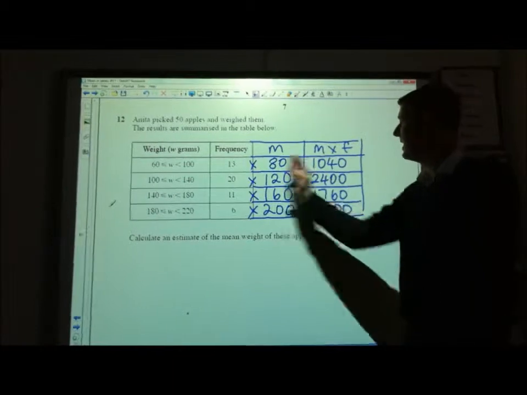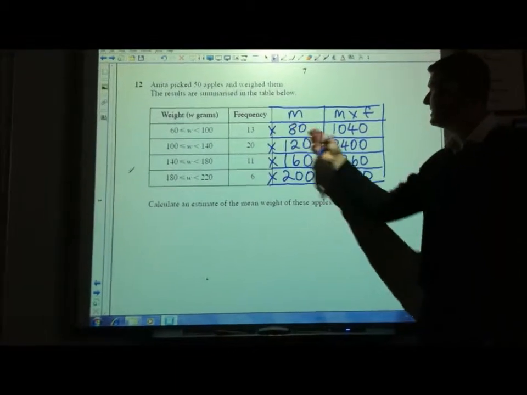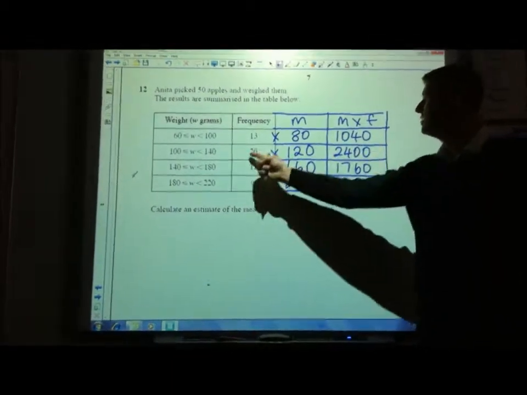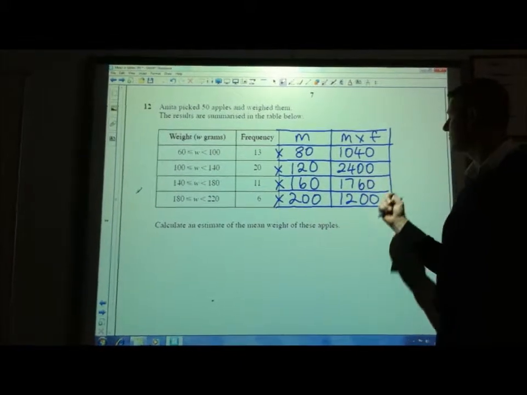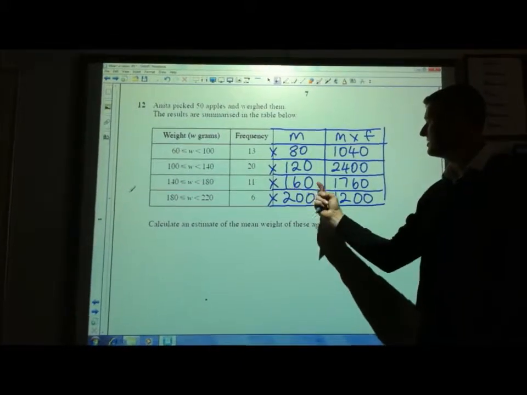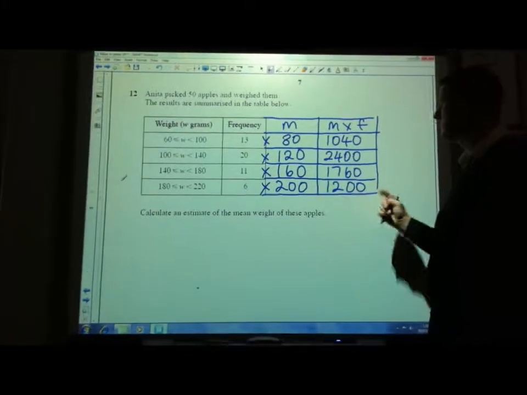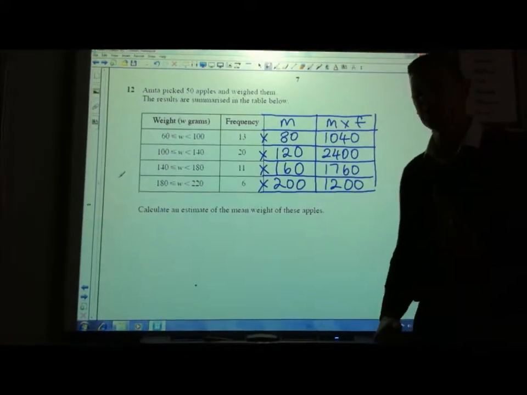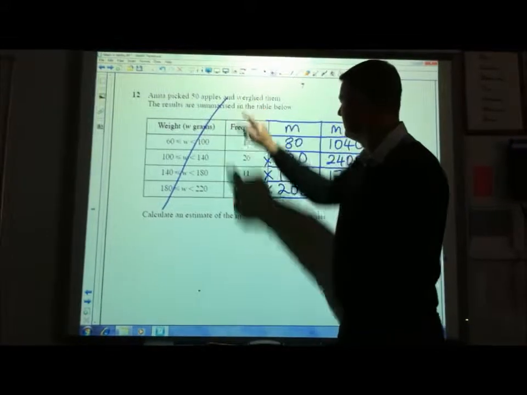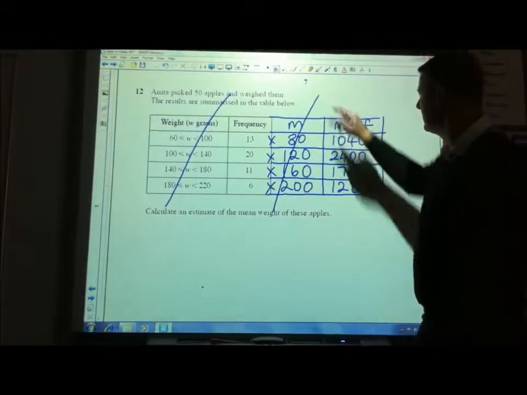We've done the multiplying across. 13 times 80 is 1040, 20 times 120 is 2400, 11 times 160 is 1760, and 6 times 200 is 1200. This is the part where we say, don't need it, don't need it, need it.